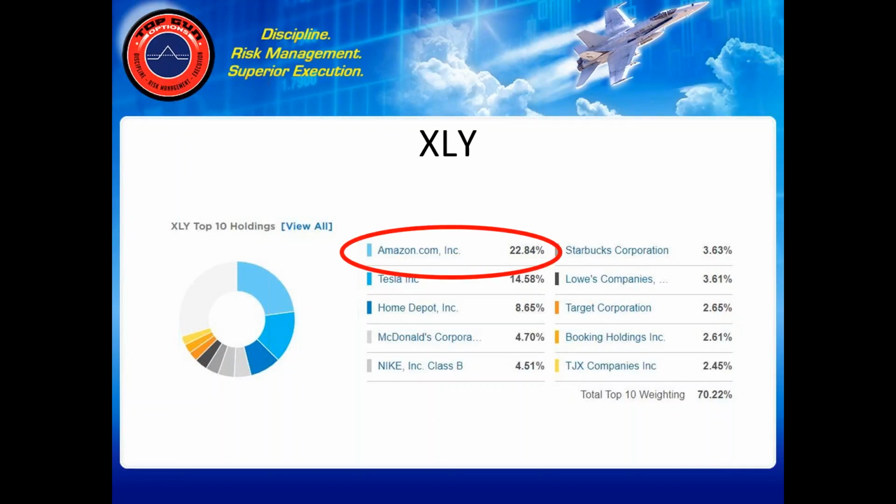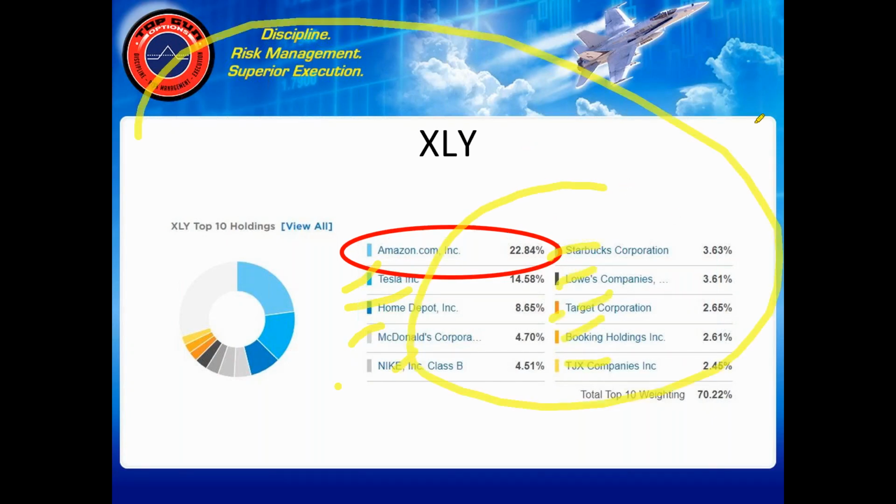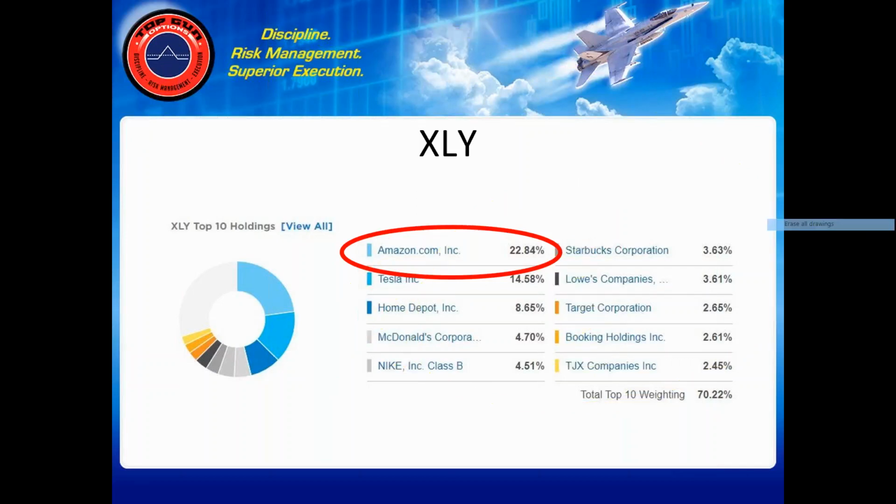Just as shrimp are a vehicle for cocktail sauce, the XLY is a vehicle for Amazon. Folks, let's just say a quarter of this ETF is dedicated to Amazon. You want to talk about diversification? Let's go after Amazon, Tesla, Home Depot, McDonald's, Nike, Starbucks, Lowe's, Target, Booking, TJX. For all you who are sweating the whole diversification thing, relax. I got you. In this portfolio, we trade Amazon and we trade XLY.